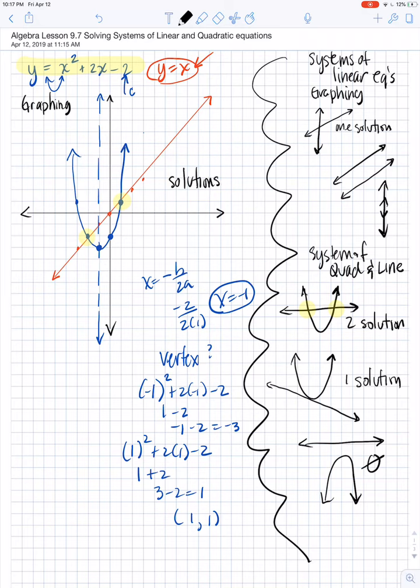The solutions are, we have, negative 2, that's this ordered pair right here. And then we have another ordered pair. We have positive 1, that's this ordered pair right here.